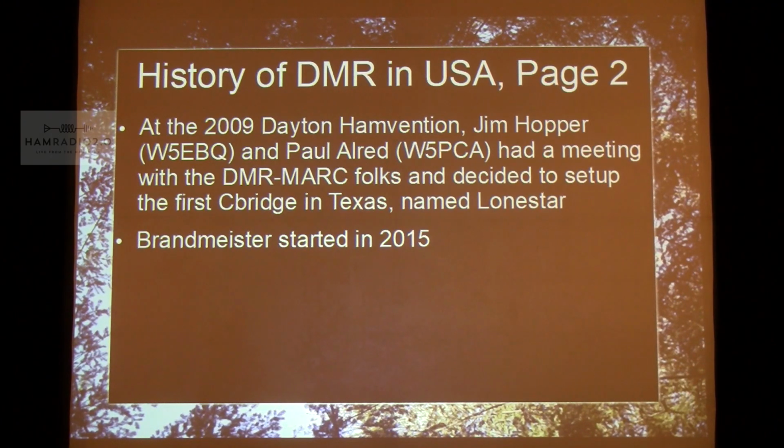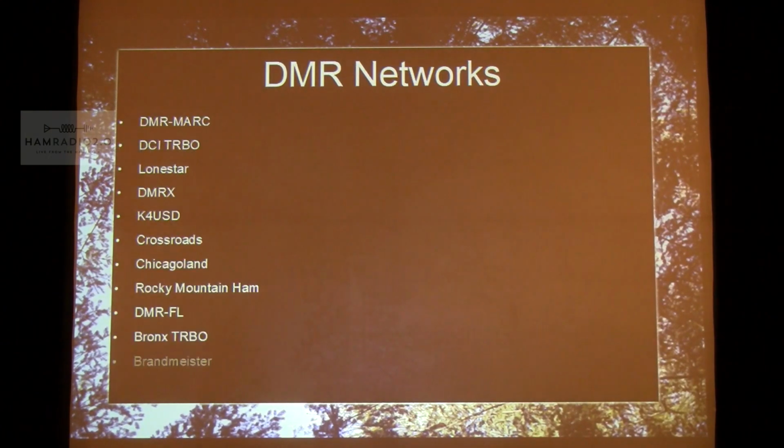Shortly after that, early 2010, DMR and Brandmeister started around 2015. They just celebrated their 3rd anniversary a couple months ago. I don't remember the exact date. So basically, you've got DMR-marc, which is on a CBridge, and you've got DCI Turbo, which is on a CBridge, and you've got Lone Star DMR-X, K4USD. K4USD is out of Atlanta. John Birmingham, W2XAB, runs that CBridge.